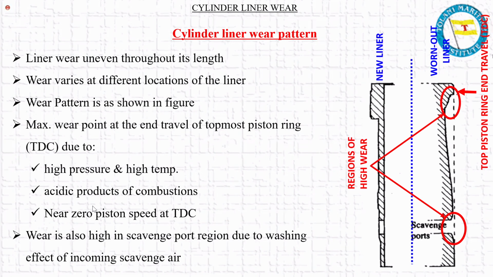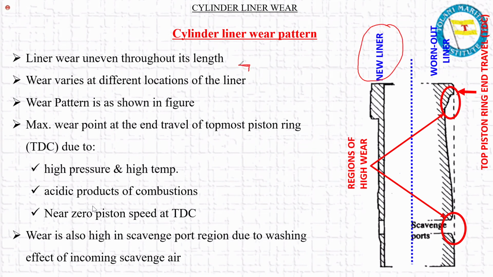So now what is the wear pattern? This is also very important, because when we are measuring wear, if you are measuring the wear at the wrong position, we may not be able to capture the maximum wear. So what happens most is this, the new liner. What is shown here is the side view.